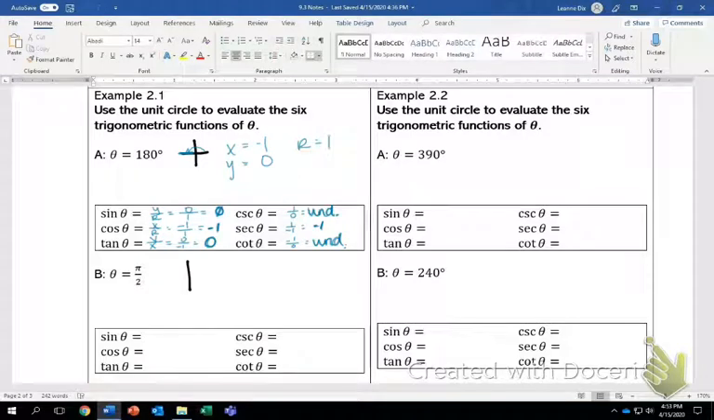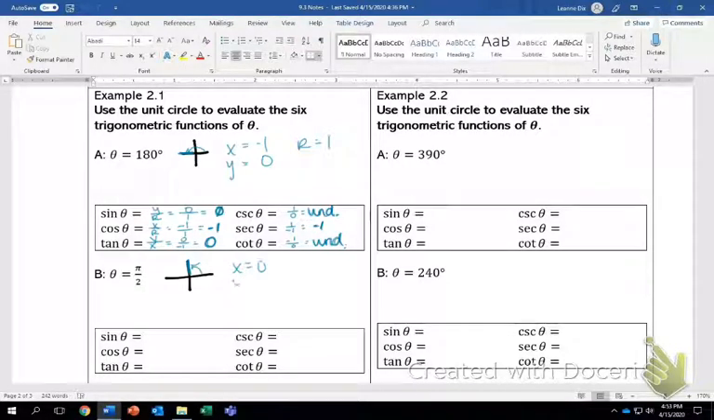Okay, so please make sure if you have a 0 in the denominator, your answer is undefined automatically. All right, letter B. This is pi over 2, so now we're looking at radians. That's the same thing as 90 degrees. And so if we draw our line, it goes right here.